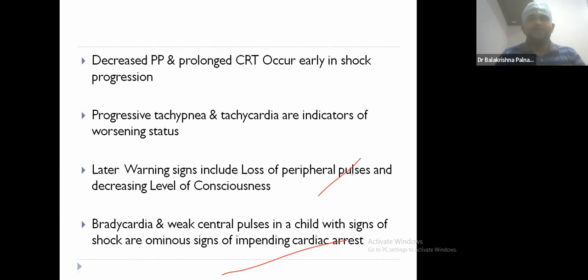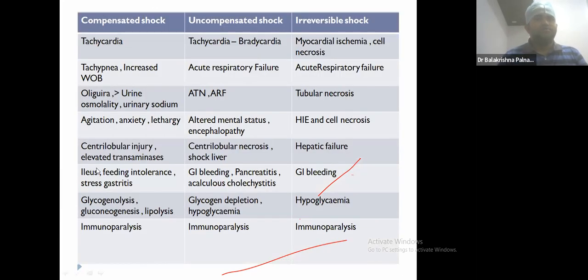So later you will get the warning signs: loss of peripheral pulses and decreased level of consciousness. If you definitely see bradycardia and weak central pulses, then definitely the child is in impending cardiac arrest. So you need to act very, very fast then and there. So this is a simple slide where you can see the compensated shock and uncompensated shock.